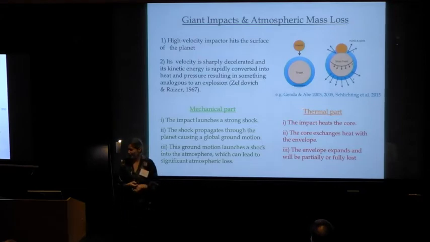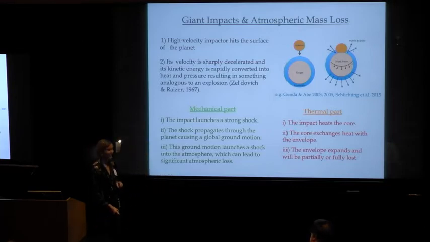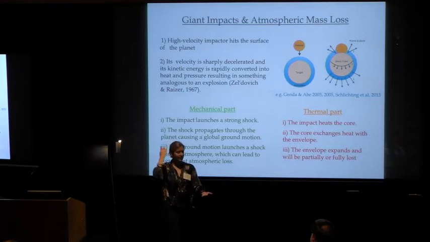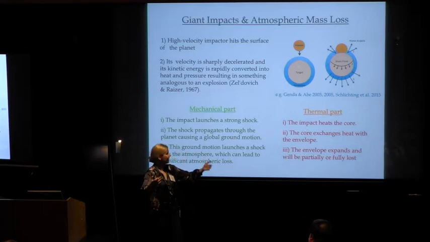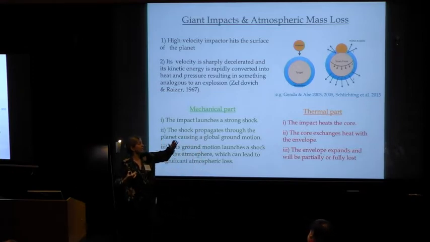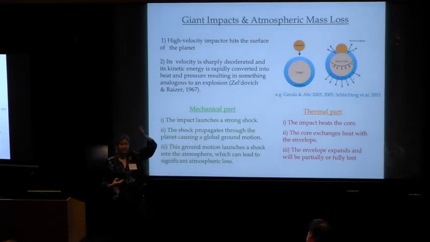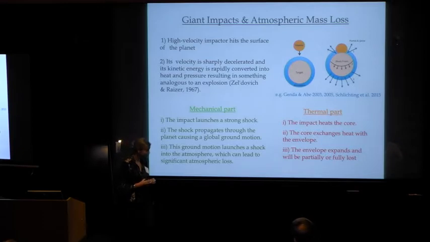When you think about giant impacts, it's actually a really beautiful physics problem. And it's also a beautiful problem because it shows the need to combine the analytic and the numerical work. There are two parts to them that are important, especially if you care about hydrogen-helium envelopes. The one is the mechanical part of the impact. So you have an impactor hitting a target, a strong shock is launched, it propagates to the entire target, and then that shock basically launches another shock at the planet surface atmosphere interface, and then that can drive the mass loss as the shock is accelerated in the atmosphere.